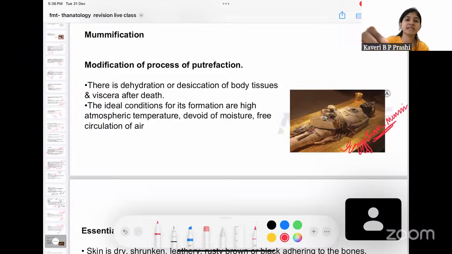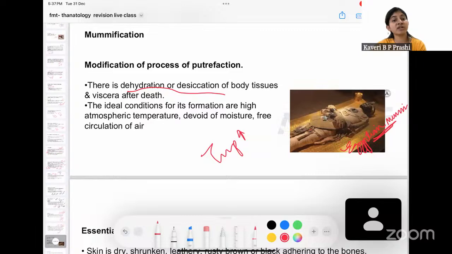Okay, there's going to be dehydration or desiccation of the body tissue and viscera after death. So when all the water is lost from the tissues, it's going to have that dry, crumpled appearance. The ideal conditions for its formation are high atmospheric temperature, because whenever the temperature is high, there's going to be loss of water, or dehydration. It should be devoid of moisture. If there is any moisture, then it won't dry and become desiccated. And there should be free circulation of air around the surface of the body. So when all these conditions are there, a mummy can be formed.